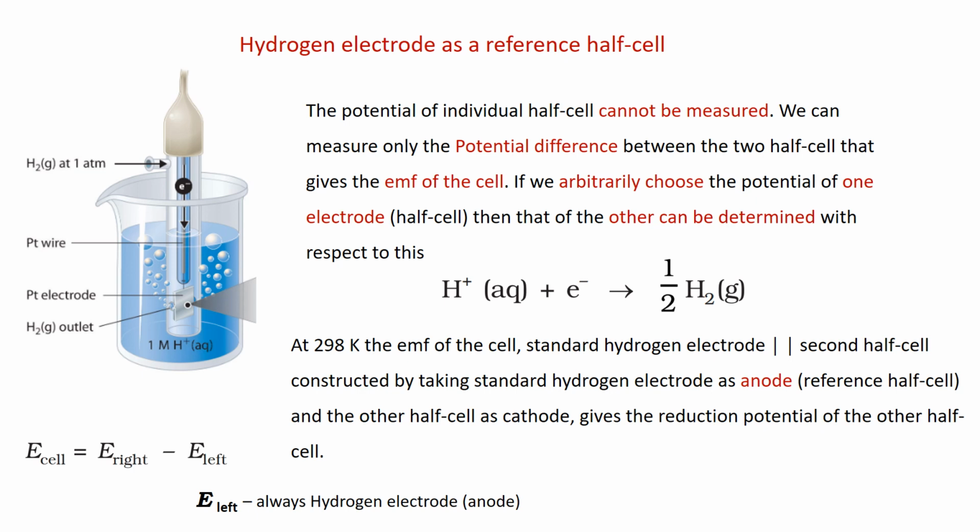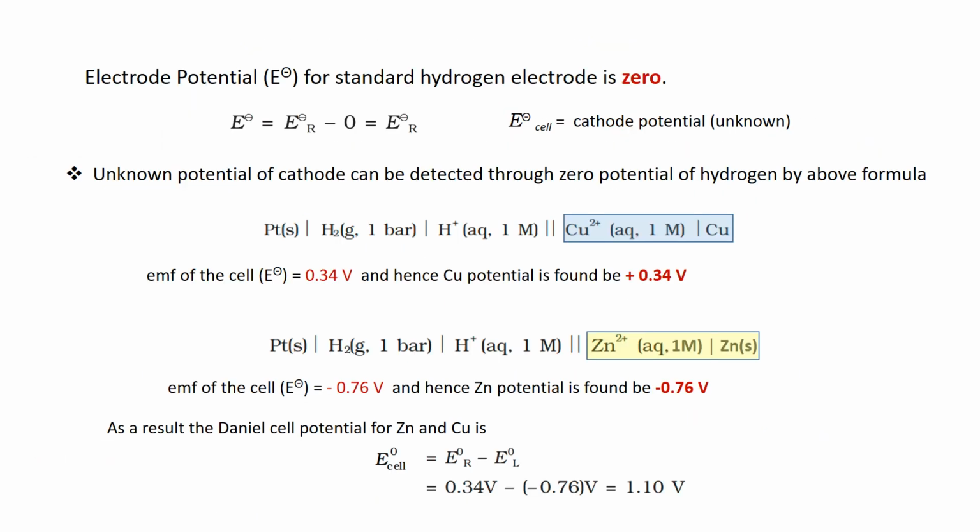We will see how the hydrogen electrode shows the unknown potential of another electrode. That is, the unknown potential of any electrode can be determined through the hydrogen electrode. We will see it. The standard electrode potential of hydrogen is 0 volt. We know the formula E naught cell is equal to E naught R minus E naught L.